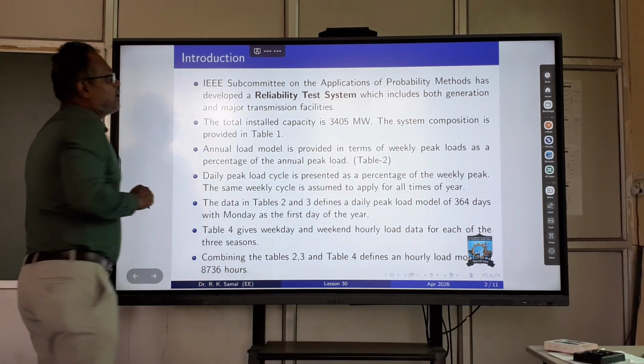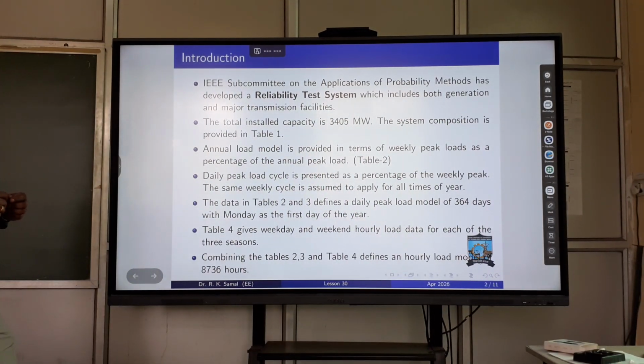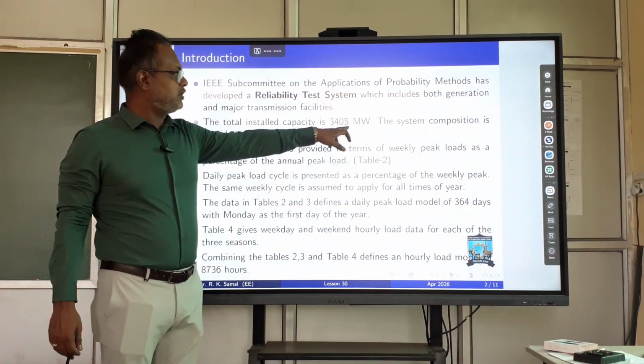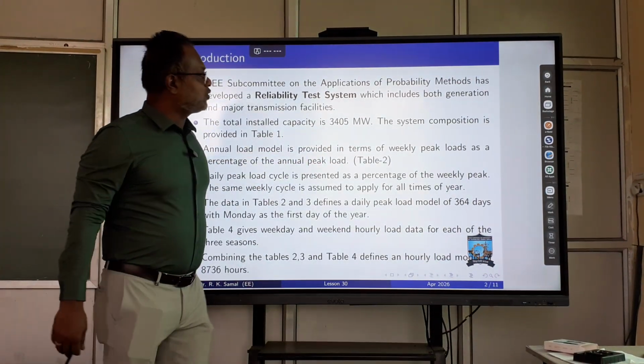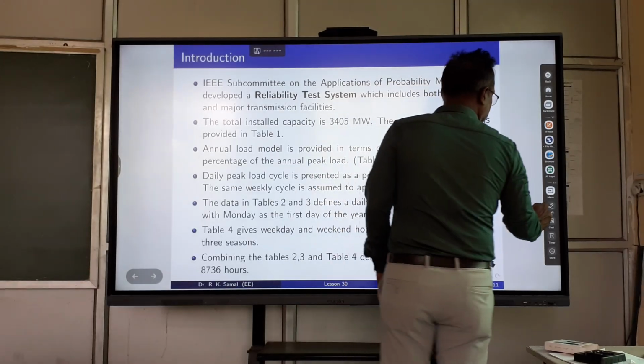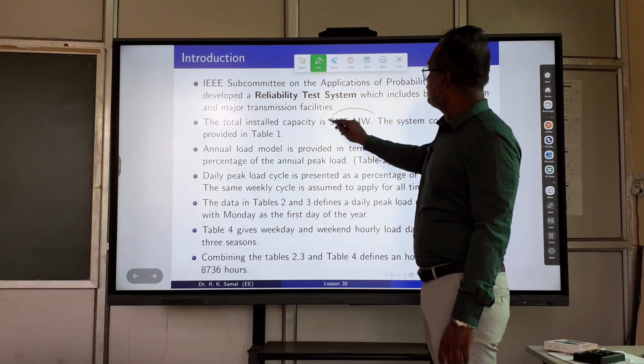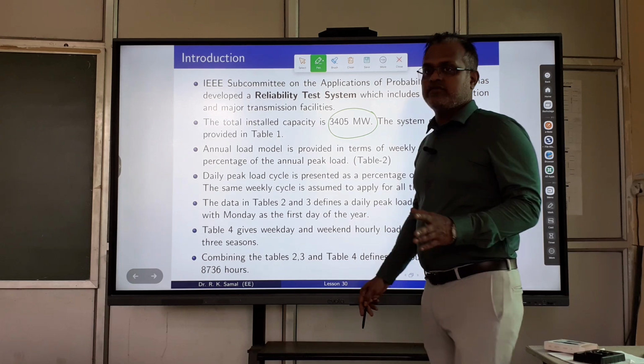The IEEE Subcommittee on Application of Reliability Methods has developed a reliability test system, which includes both generation and various transmission factors. It's a well-established system. Some salient points: what is the total installed capacity? 3405 megawatt. It's a huge system.